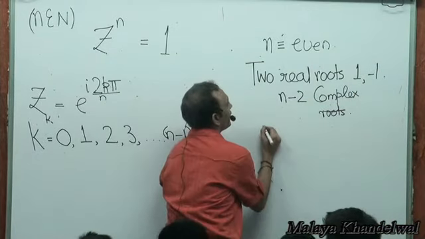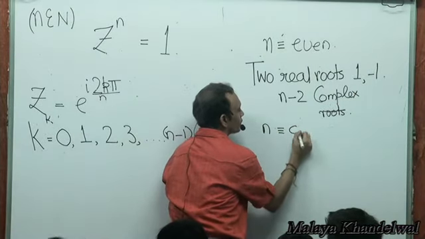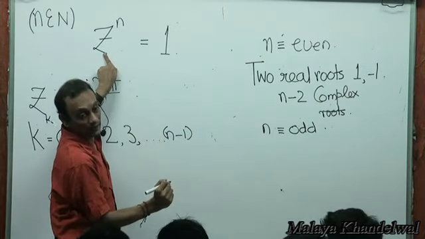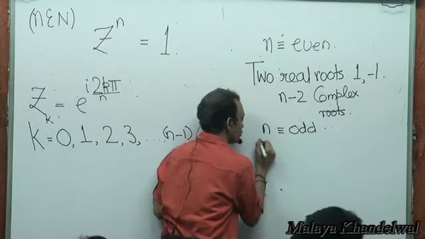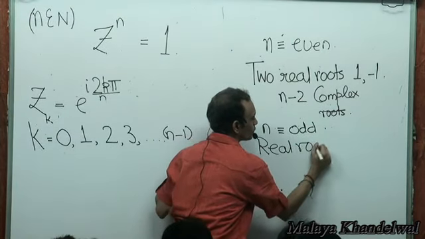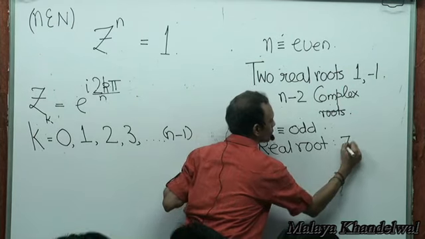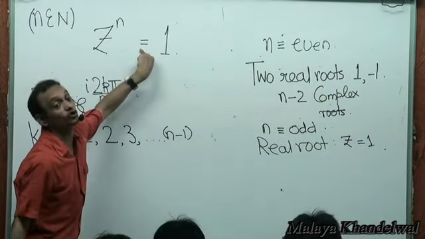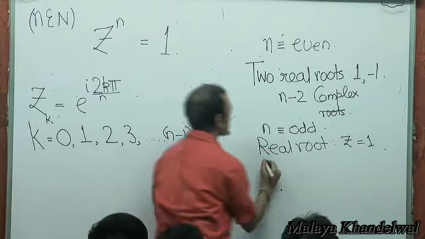Similarly, if n is odd, then the only real root of this would be z equal to 1. The remaining n minus 1 roots would be complex.